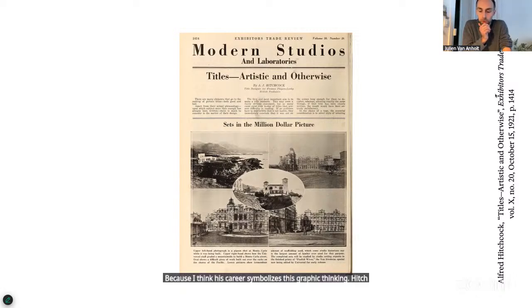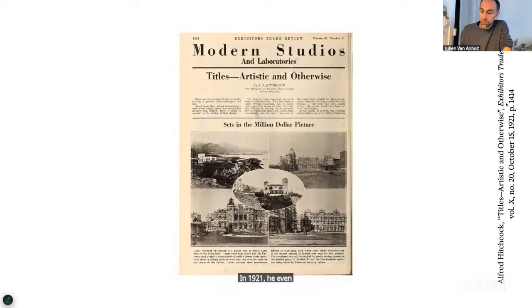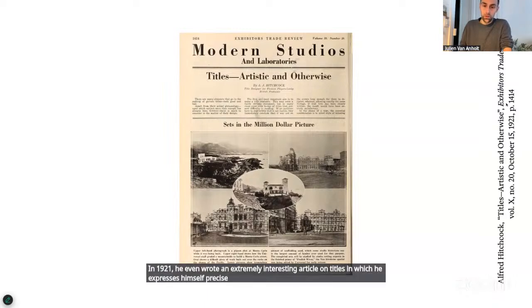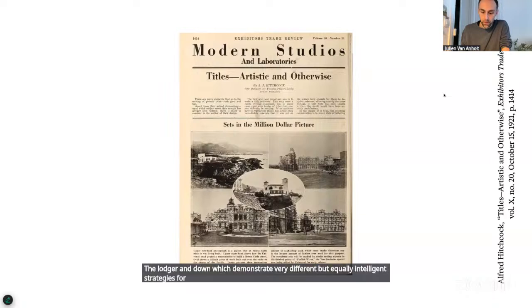Hitchcock is best known for his masterpieces of the 50s and 60s, but he began his career in the silent era, working as an intertitle designer. In 1921, he even wrote an extremely interesting article on titles, in which he expresses himself precisely on the visual impact of one typeface rather than another, and in which he offers practical advice on the composition of intertitles. He also directed two silent films released in 1927, The Lodger and Downhill, which demonstrate very different but equally intelligent strategies for integrating text into film.